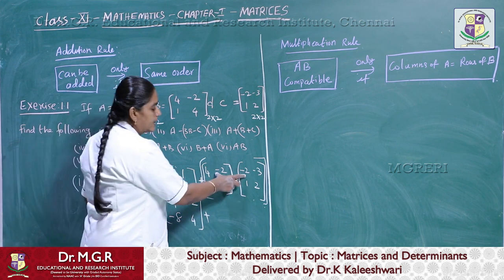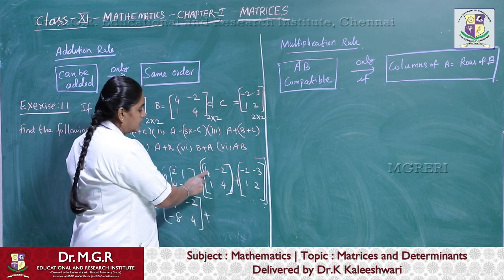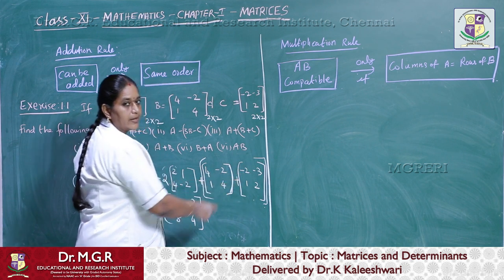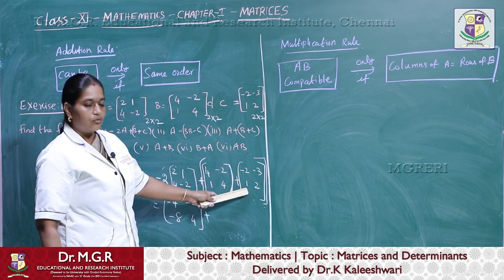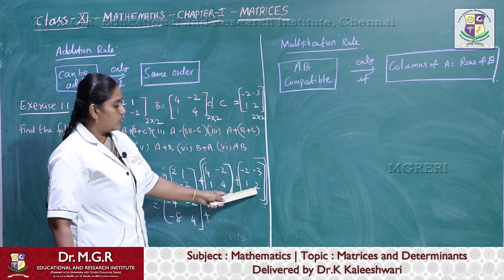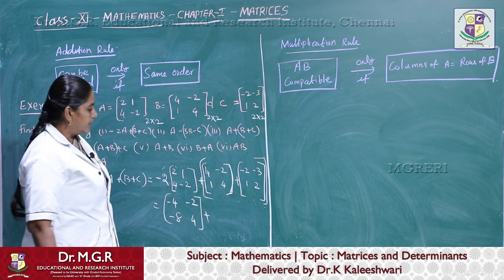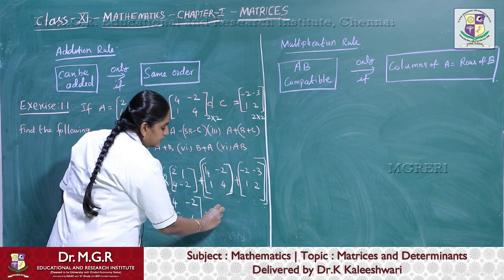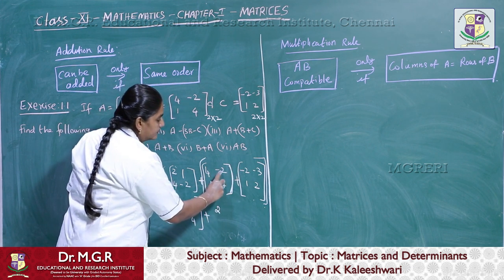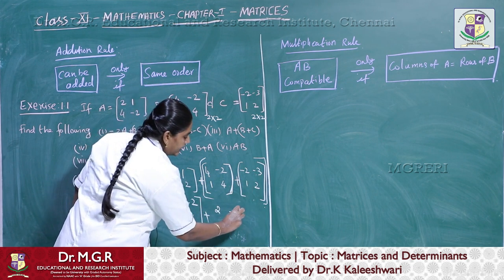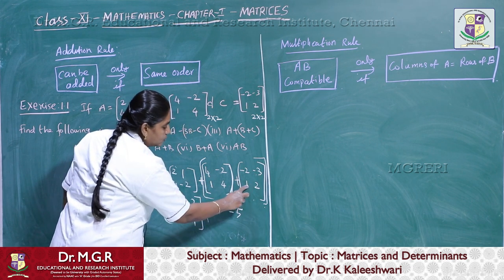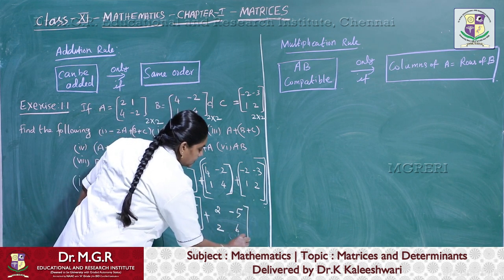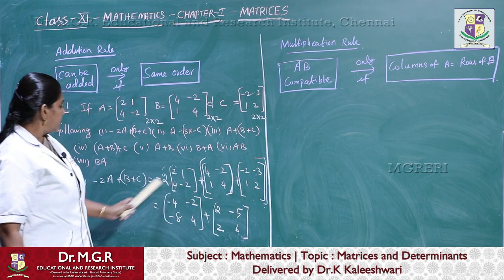We have to add the corresponding elements. 4 and -2 are corresponding, -2 and -3 are corresponding, 1 and 1 are corresponding, and 4 and 2 are corresponding. So 4 minus 2 is 2, -2 minus 3 is -5, 1 plus 1 is 2, and 4 plus 2 is 6. This is the result of B plus C.